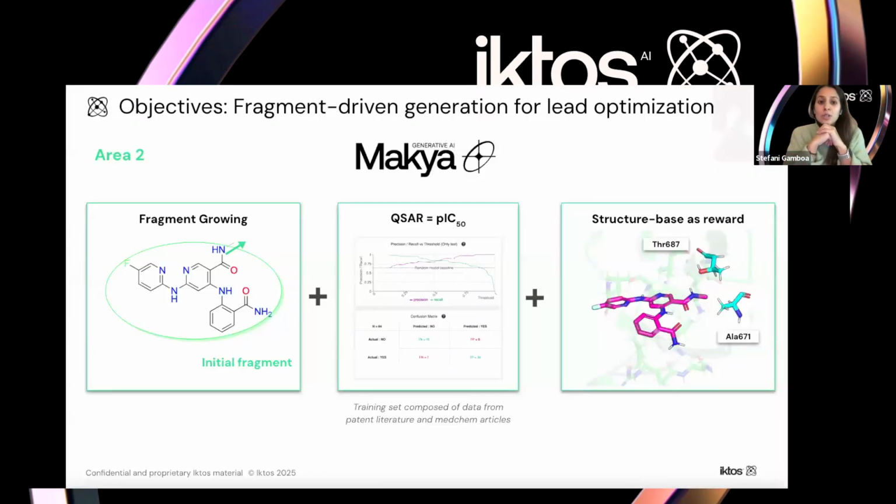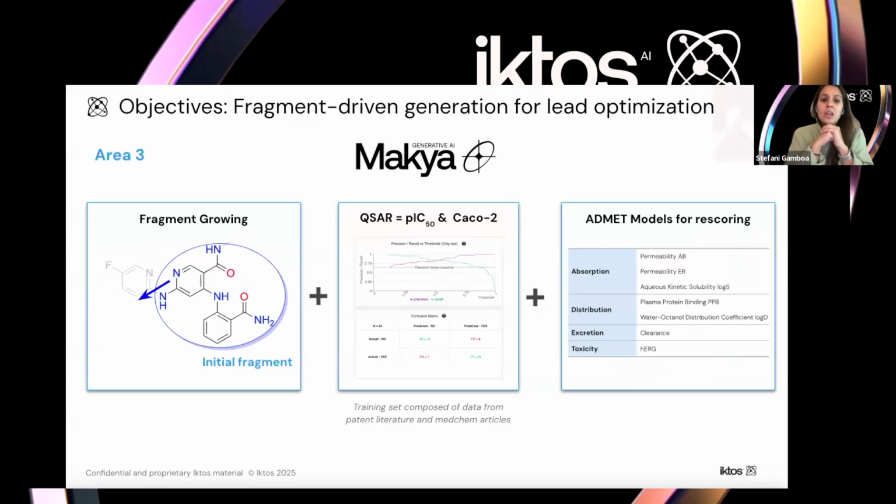So in Makya, to explore area 2, we use a fragment growing approach starting from the VMS core. We guide the generation with a QSAR model trained on TYK2 pIC50 data from patents and medchem literature. And we include a structure-based reward to encourage interactions with the TYK2 specific features such as threonine and alanine.